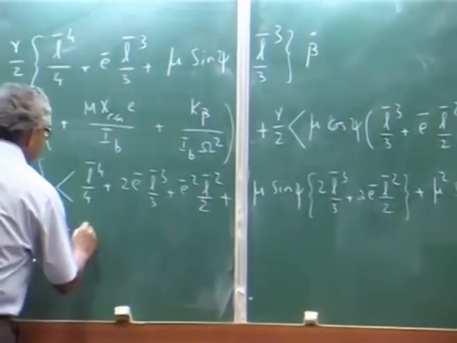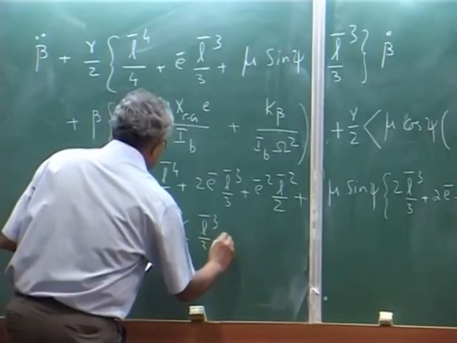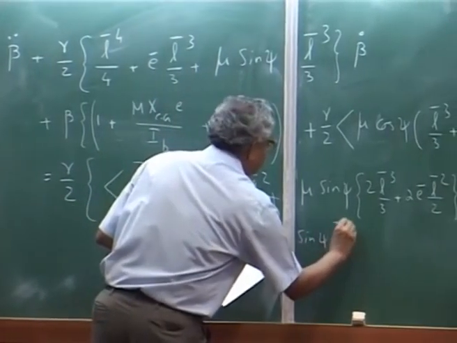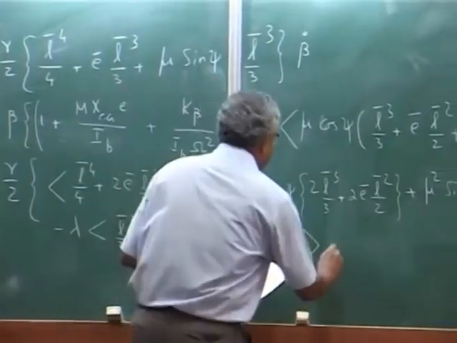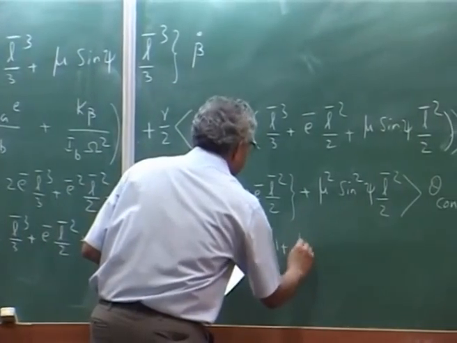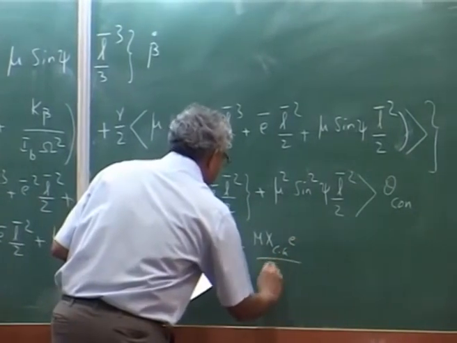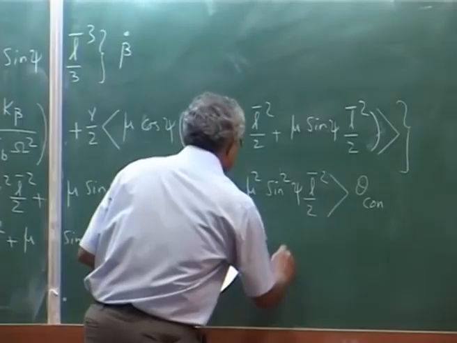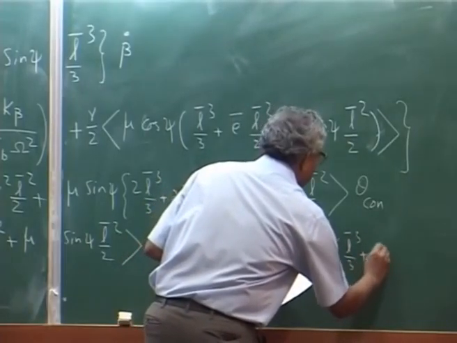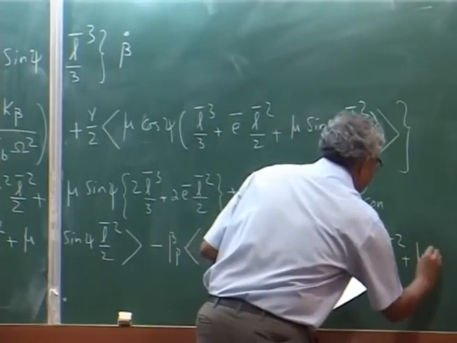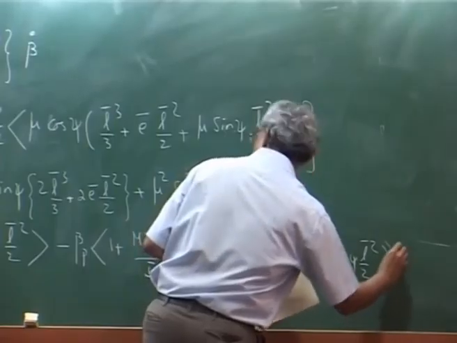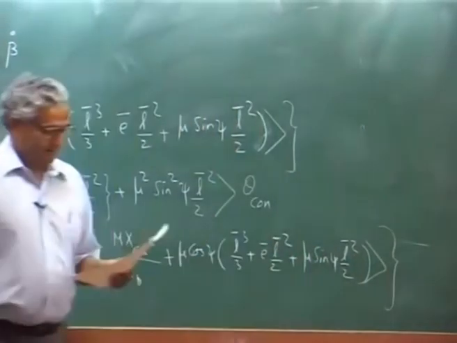And then I will have minus inflow term lambda L bar cube over 3 E bar L bar square over 2 plus mu sin psi L bar square over 2, and then I will have precone terms beta p 1 plus m x c g E over I b plus mu cosine psi L bar cube over 3 E bar L bar square over 2 mu sin psi L bar square over 2. Okay. This is my entire equation.